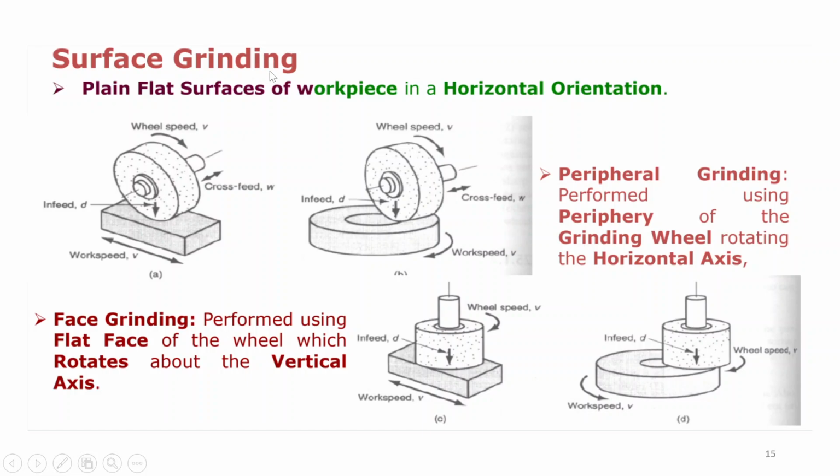Now in case of surface grinding, you have peripheral grinding, in which the periphery, this curved part of the wheel, is used for the grinding process. And in case of face grinding, the face of the wheel, which is the flat part, is used for the grinding purpose.